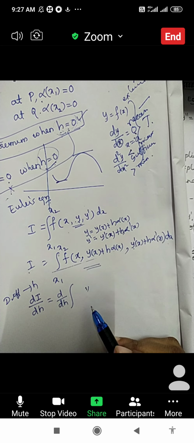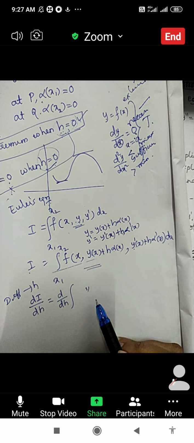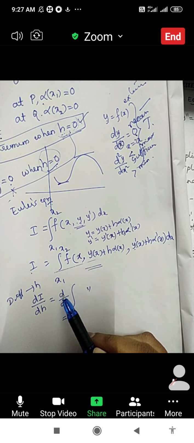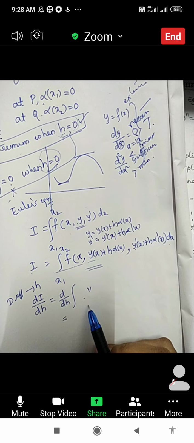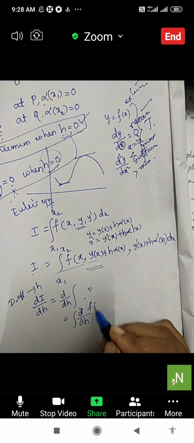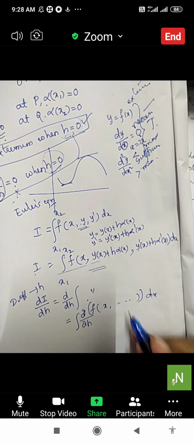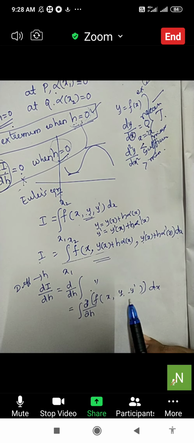We have to apply the Leibniz rule. You have written that, fifth point, Leibniz rule for differentiation under the integral sign. Agree? What does that rule say? You take the derivative inside the integral. Only instead of d, it becomes dou. So this is the integration of dou by dou h of the same thing. You can say this is y, this is y dash. I'm just writing in short.